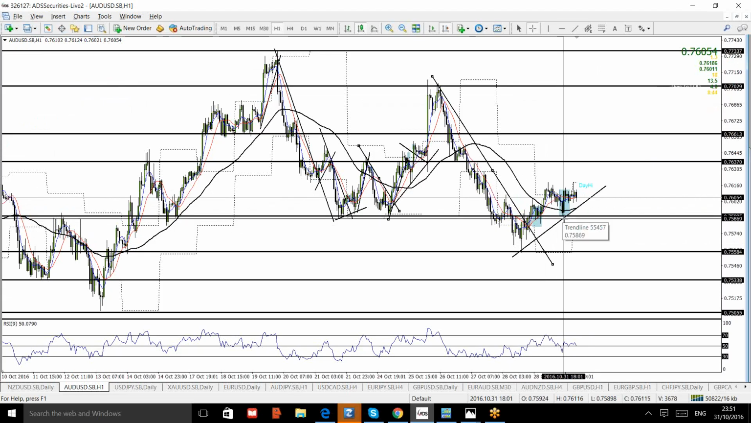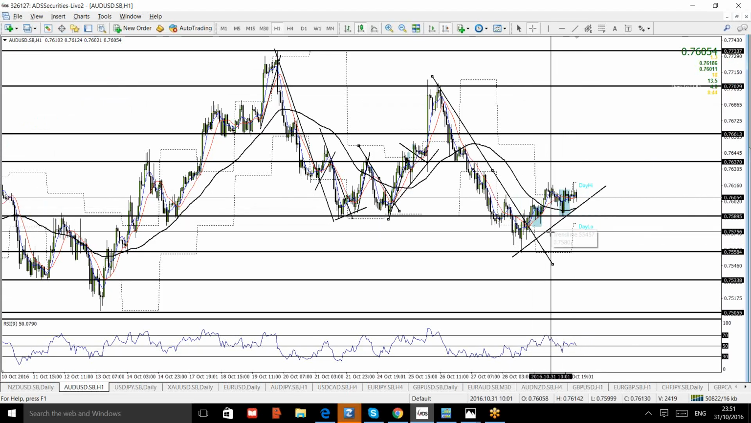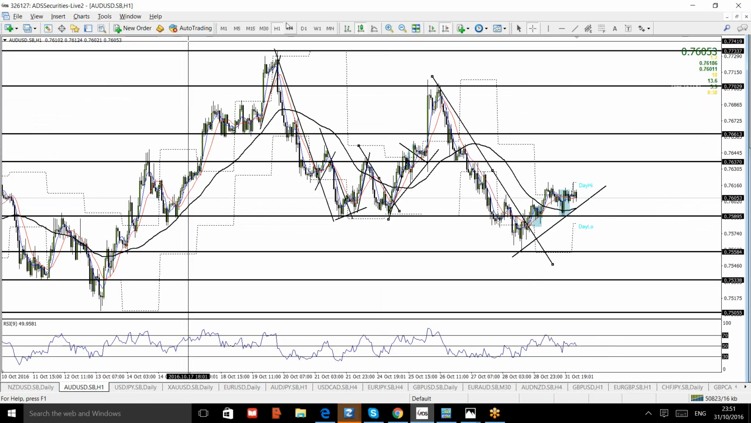So right now the setup is on the buying side, right? There's no selling, and hence there will be no selling. You understand this?